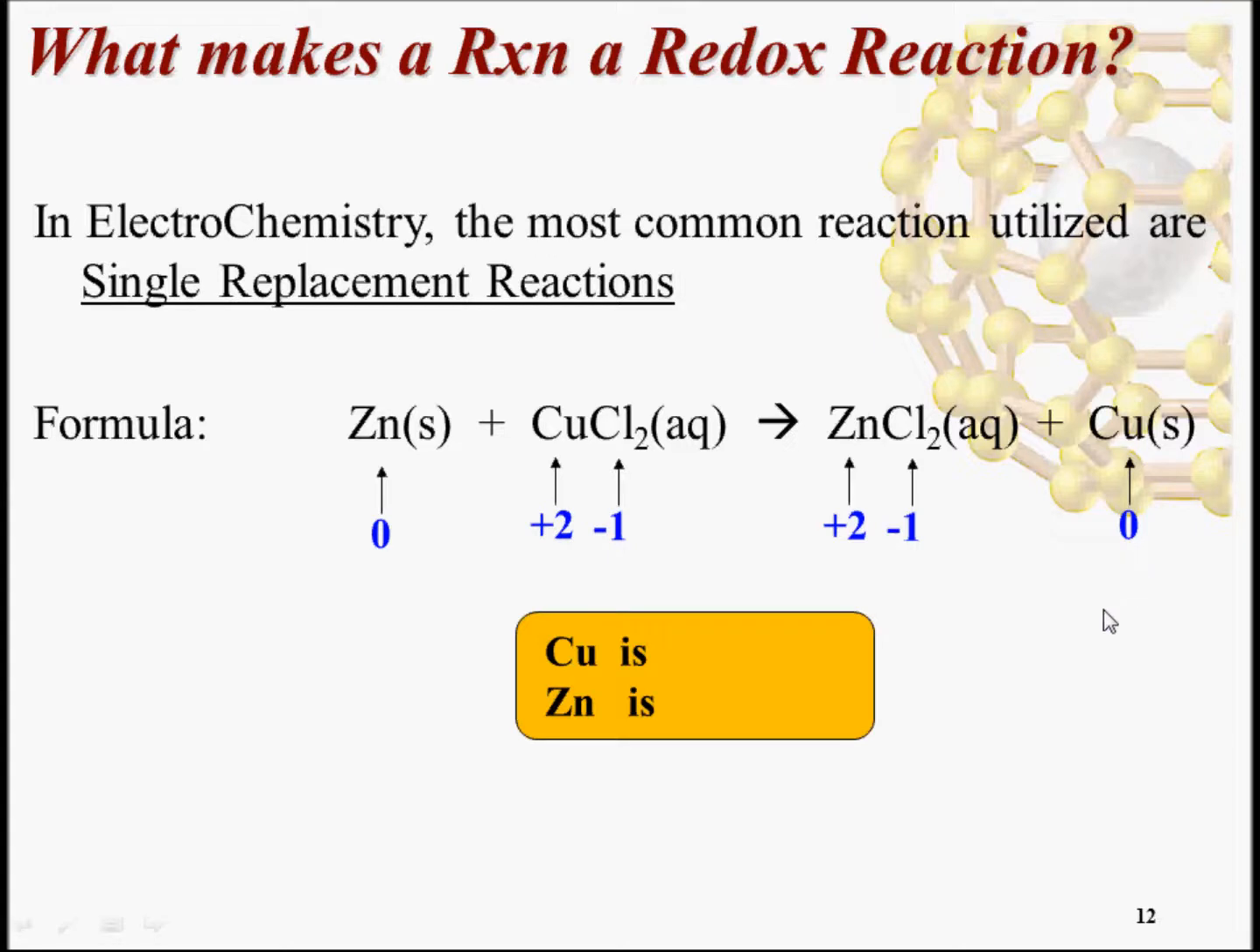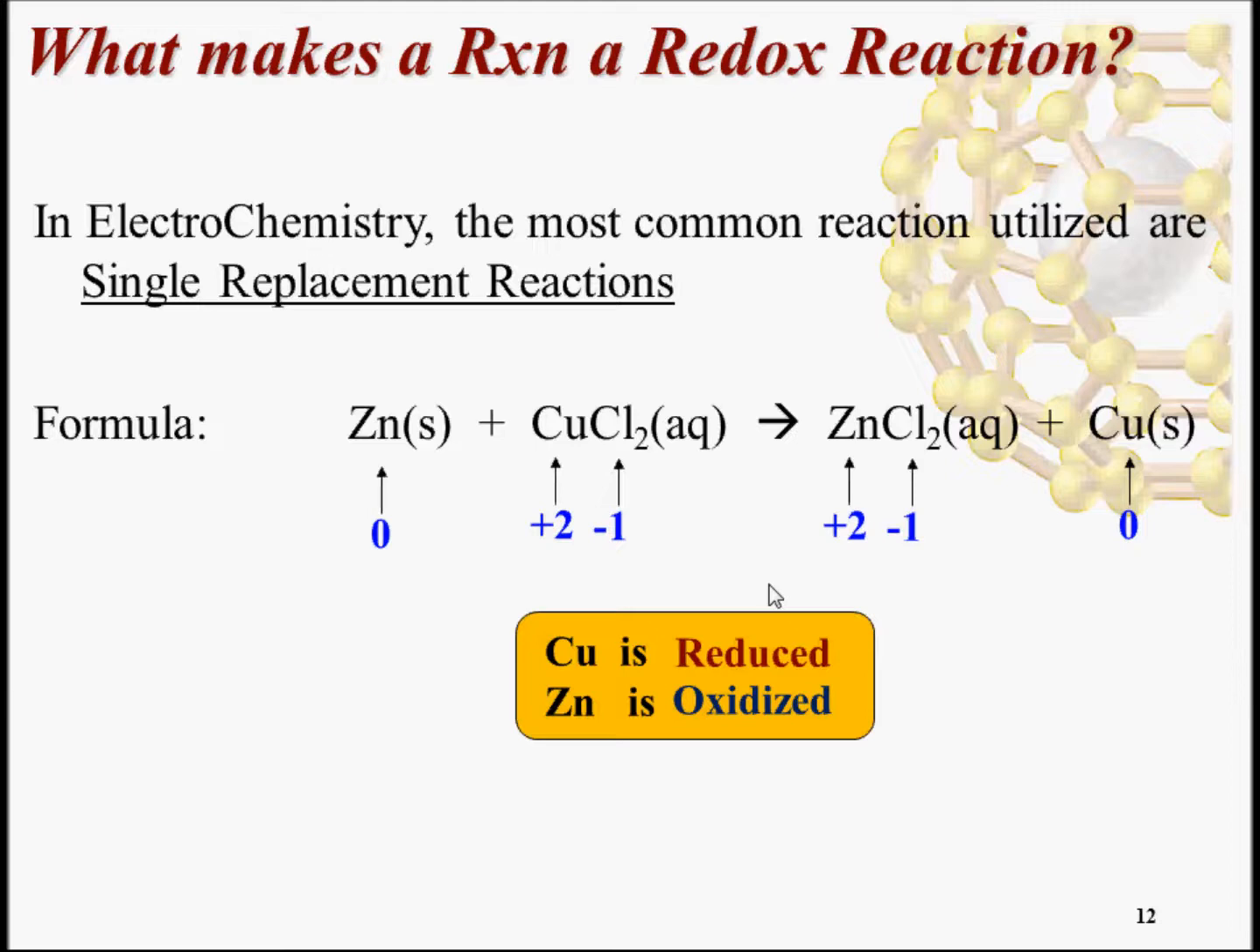And then the zinc started out as 0. It ended up as +2. That means it must have lost 2 electrons to get a +2 charge. Oxidation is loss, so the zinc was oxidized. The chlorine in this case did not do anything. It started off as -1, it ended up as -1. So again, we had a change. There was oxidation and reduction happening here, so this is a redox reaction.